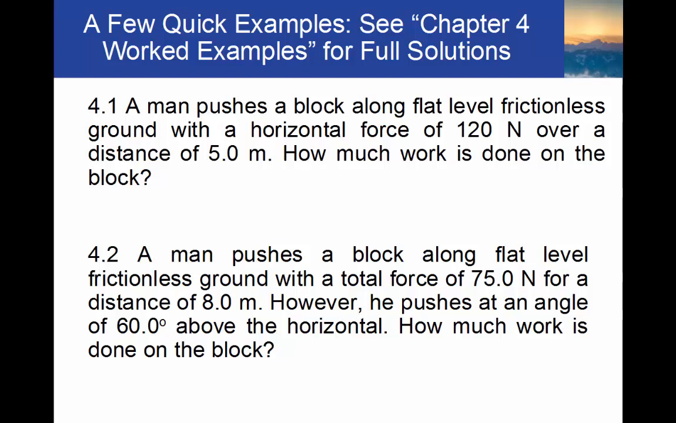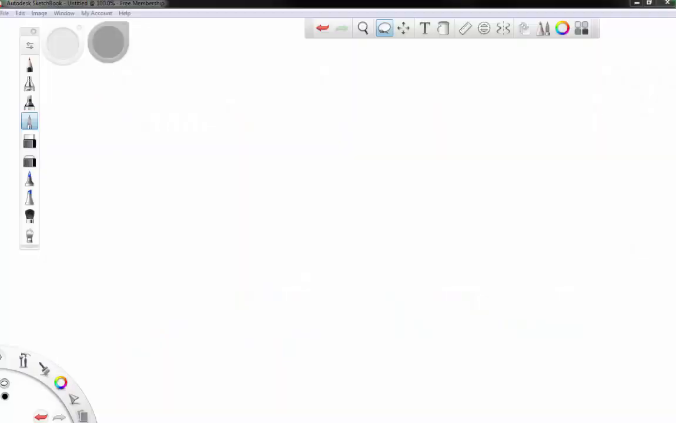But this time he's pushing at an angle 60 degrees above the horizontal. So now we need to know how much work is being done on the block. So let's draw this thing out. We'll start off by drawing the man pushing upon the block. And this time we'll try to label our forces as having a particular direction.